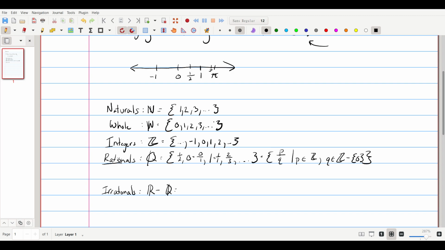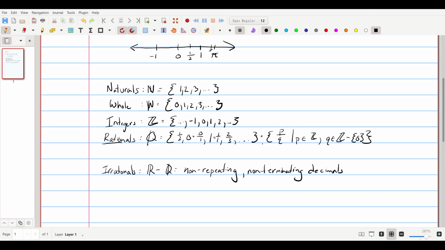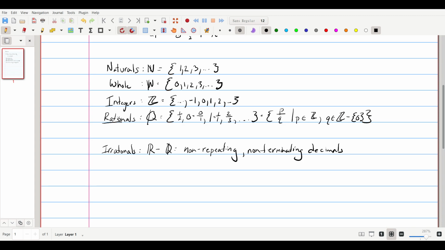And so the irrationals are all the numbers on the number line that can't be written as fractions. And so the strict definition would be non-repeating, non-terminating decimals. Okay. And remember that fractions can be written as decimals, and decimals can be written as fractions. Except there are certain decimals that can't be written as fractions, and that's what the irrationals are made up of. And so the number pi, right?